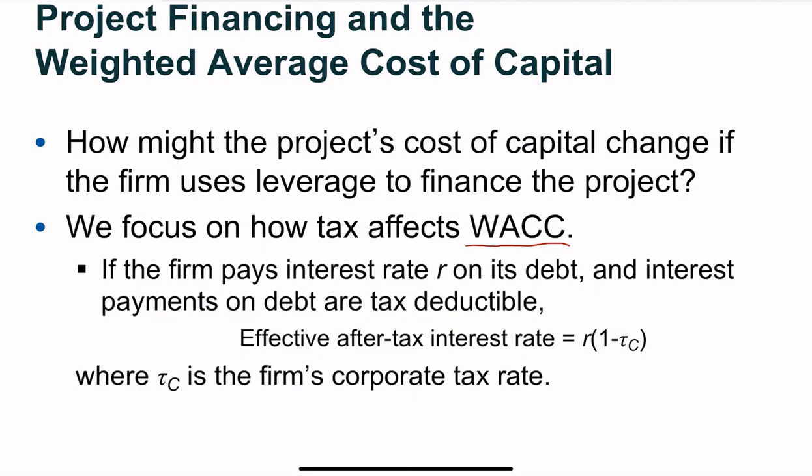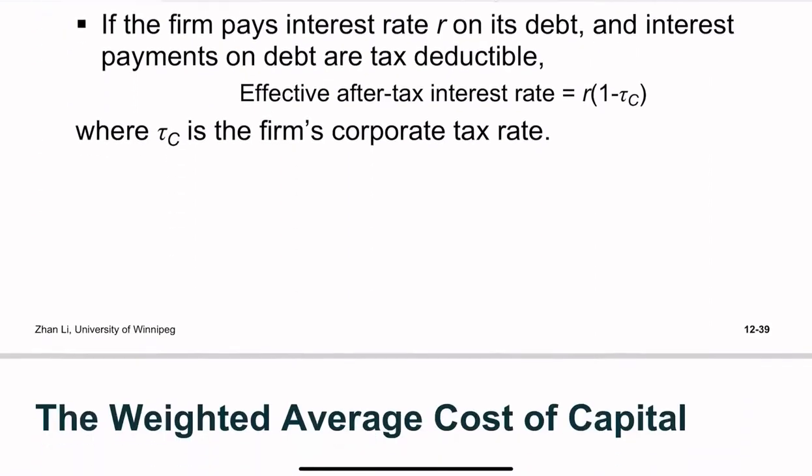I won't talk too much on why the after-tax interest rate is calculated in this way, because in the future when we talk about capital structures, we will talk about this in more detail. So at this stage, let's just remember that to calculate the after-tax interest rate, you would use R times 1 minus corporate tax rate.